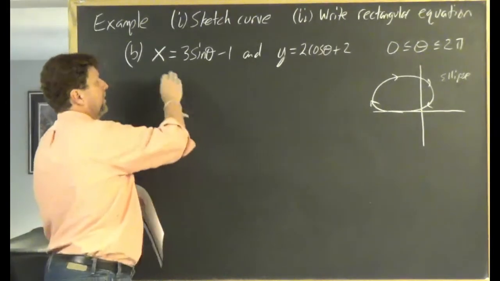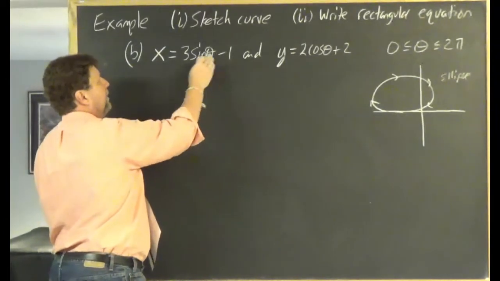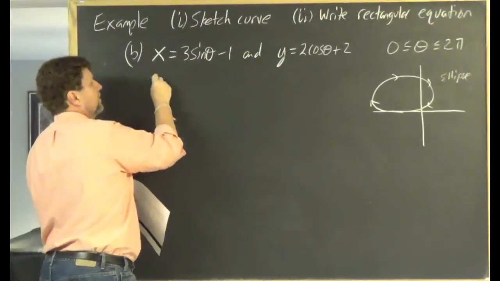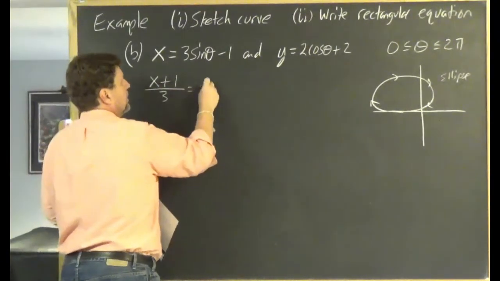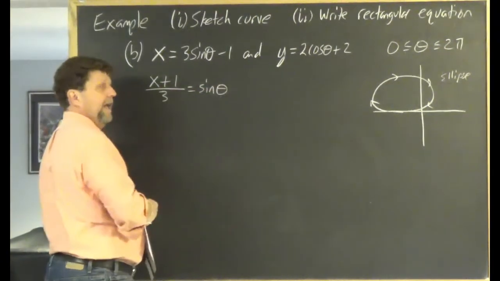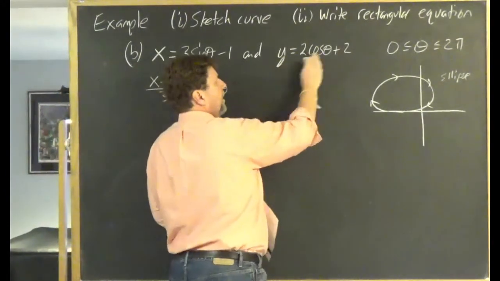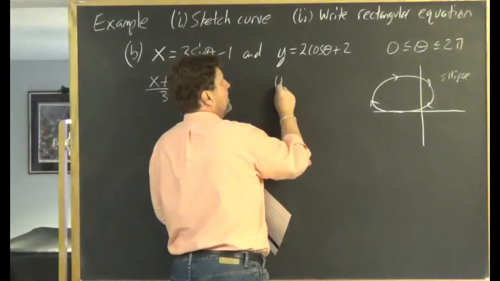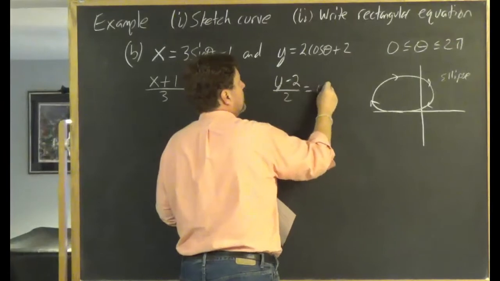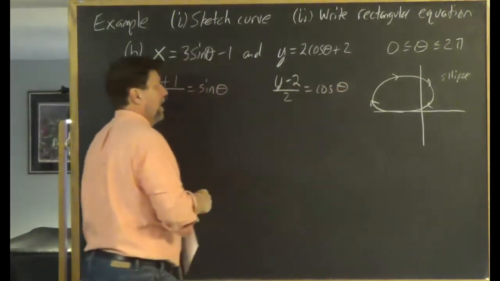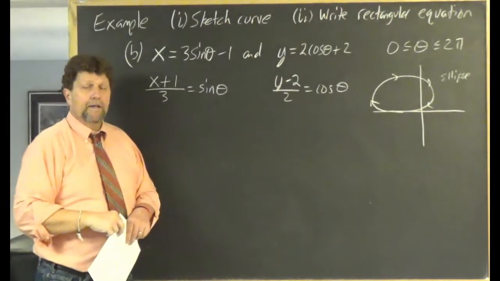So, well, you know what? Look at the x equals 3 sine theta minus 1. I can add 1 to both sides, and then divide both sides by 3 to get that x plus 1 over 3 is sine theta. Here I could subtract 2 from both sides, and then divide both sides by 2 to get y minus 2 over 2 is equal to cosine theta.